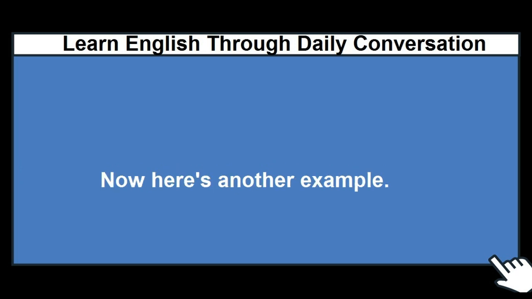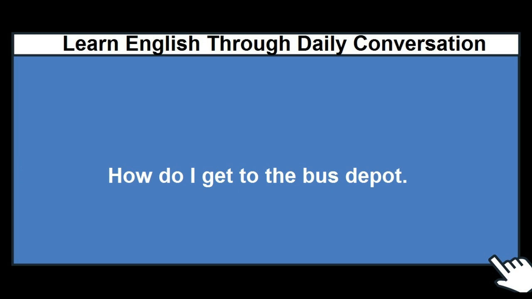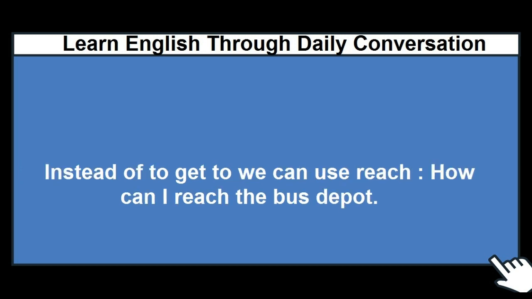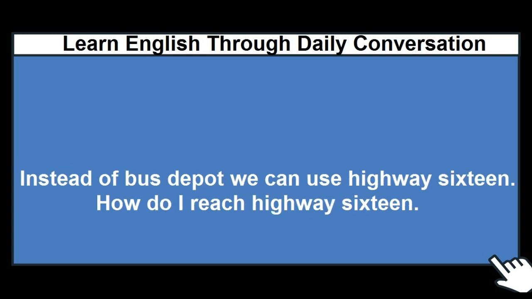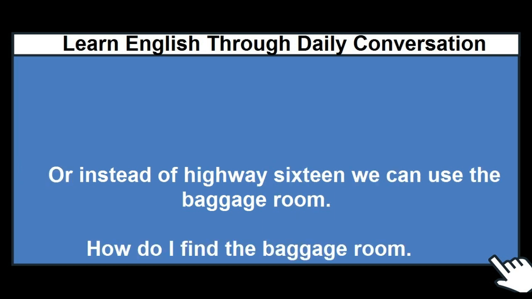Now here's another example. How do I get to the subway station? Instead of subway station, we can ask about the bus depot. How do I get to the bus depot? Instead of to get to, we can use reach. How can I reach the bus depot? Instead of bus depot, we can use Highway 16. How do I reach Highway 16? Instead of reach, we can use find. How do I find Highway 16? Or instead of Highway 16, we can use the baggage room. How do I find the baggage room?